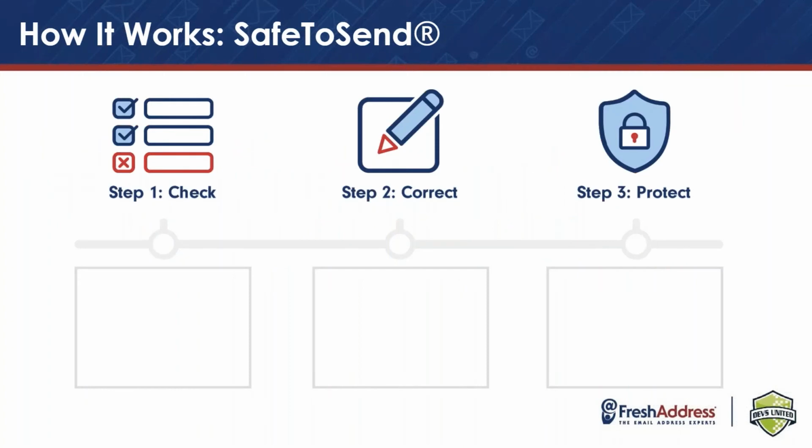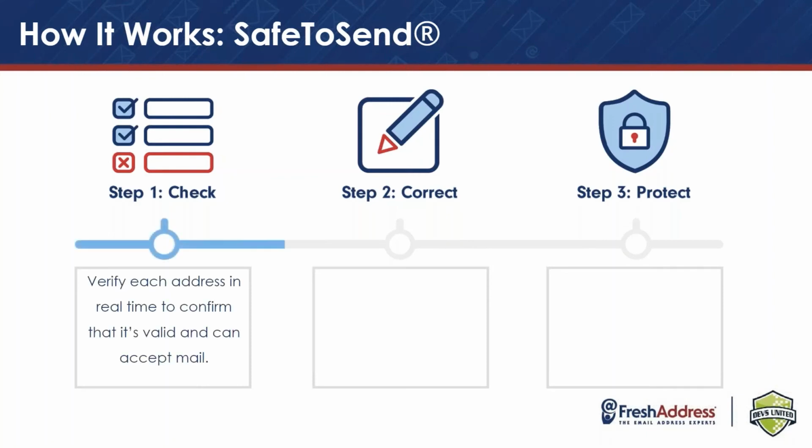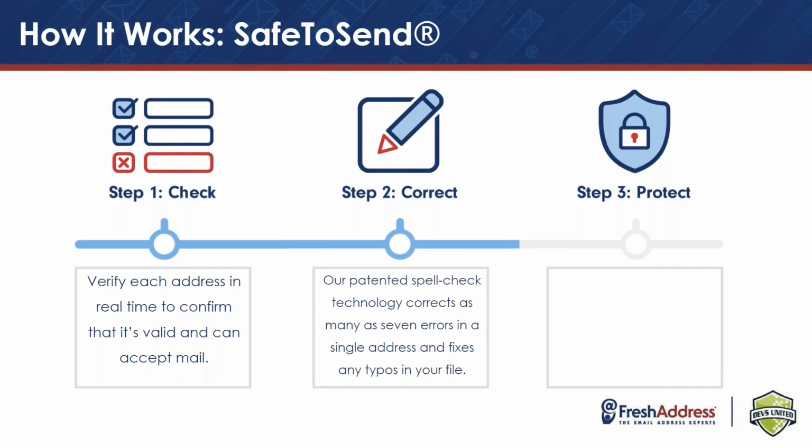And this is where Freshaddress enters the equation. We have the most robust email hygiene solution available, and it's integrated with Salesforce Marketing Cloud, as Pato mentioned a moment ago. He'll show you how that works in a minute. We have a 3-step process. It's check, correct, protect. And the first step is kind of a server check. Just make sure that the email address is valid, the server can accept mail. The correct part is our patented spell check technology. So we're going to correct a bunch of inadvertent errors and typos in your file.